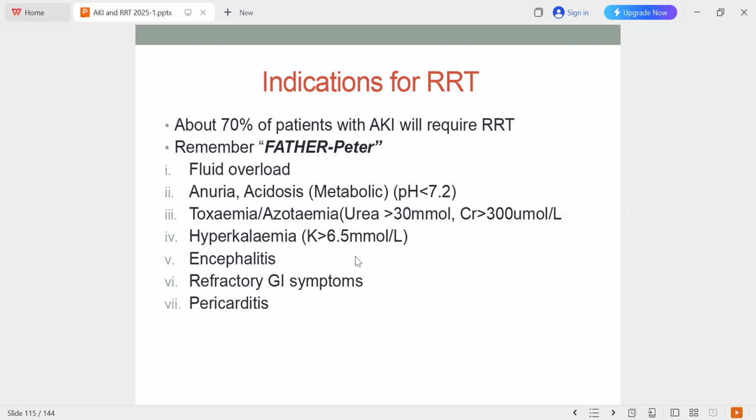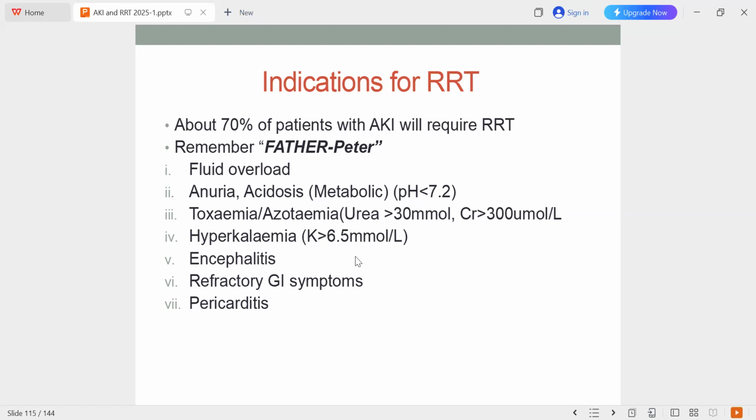F stands for fluid overload, A, anuria or acidosis, which could be metabolic, usually pH less than 7.2. Toxemia, or azotemia, when you have urea concentration of greater than 30 millimole per liter and creatinine greater than 300 micromole per liter. It's easy to remember this: urea more than 30 and creatinine greater than 300.